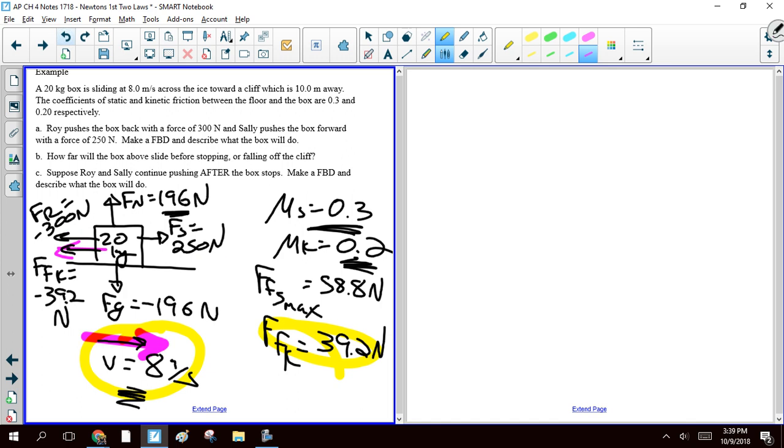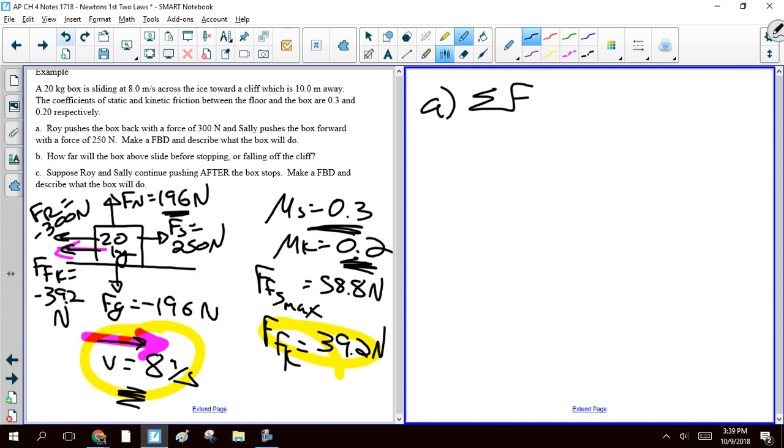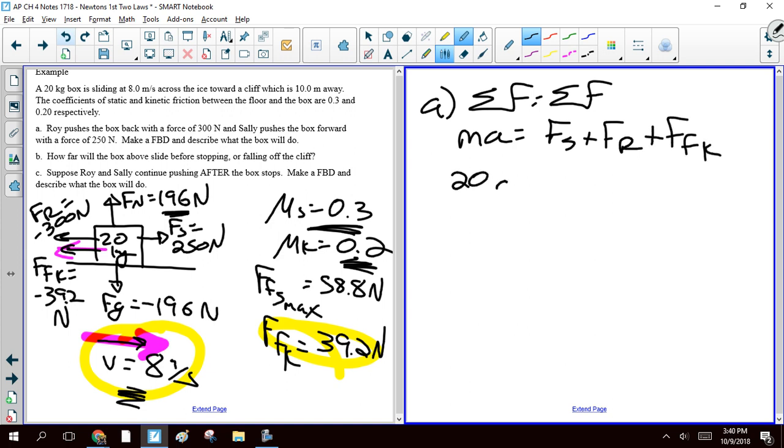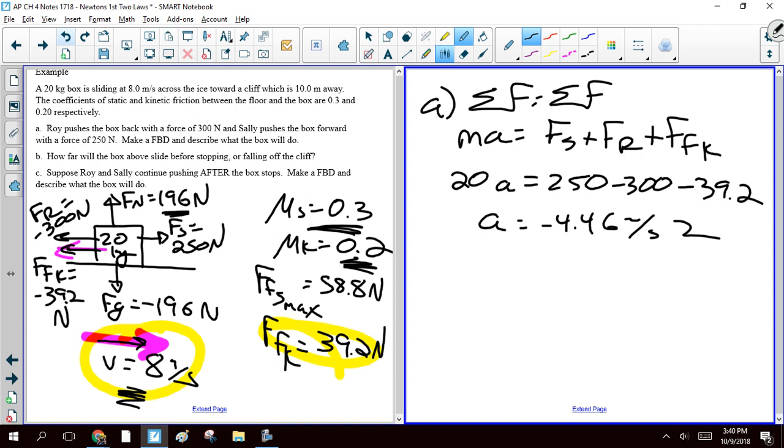So part A, we can finish solving this. Net force equals mass times acceleration, which is the force of Sally plus the force of Roy plus the force of kinetic friction. So 20a equals 250 minus 300 minus 39.2. Solve for a, and you end up getting negative 4.46 meters per second squared. So the box is going to slow down and eventually stop.